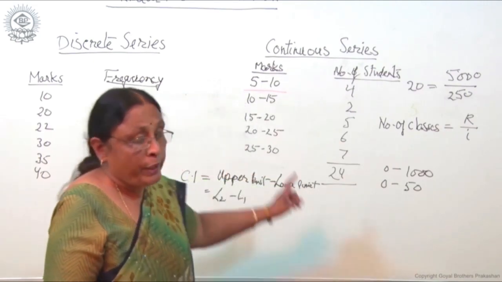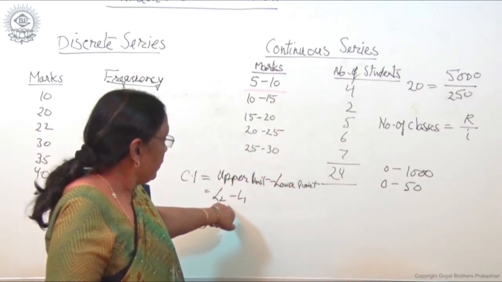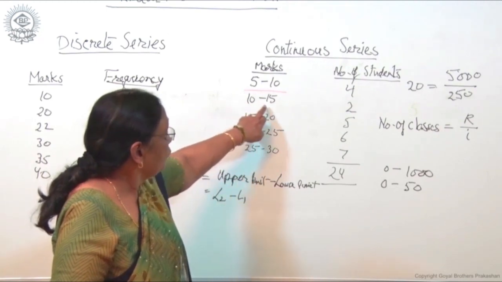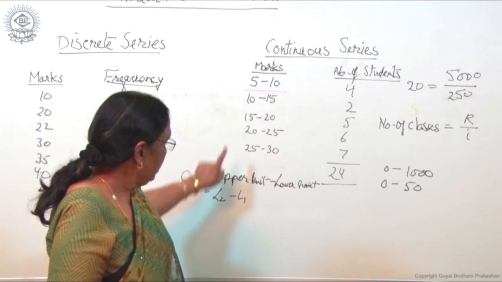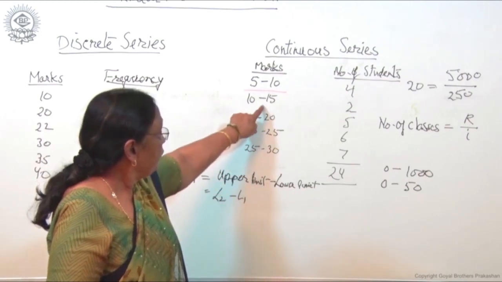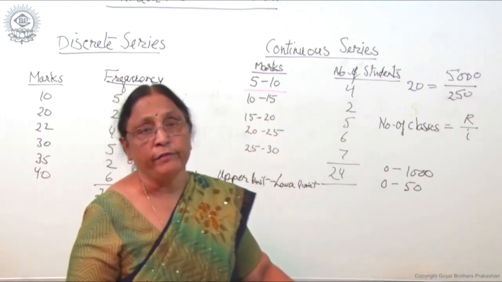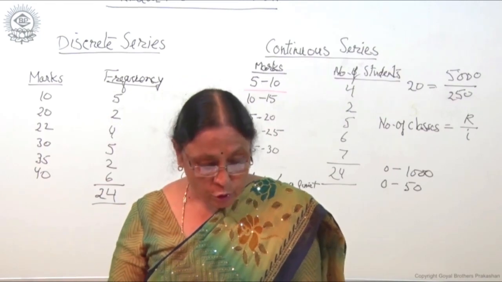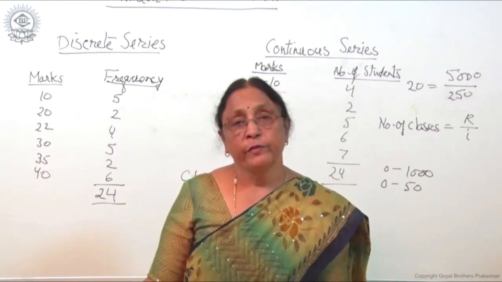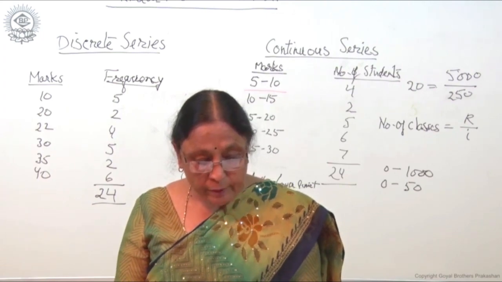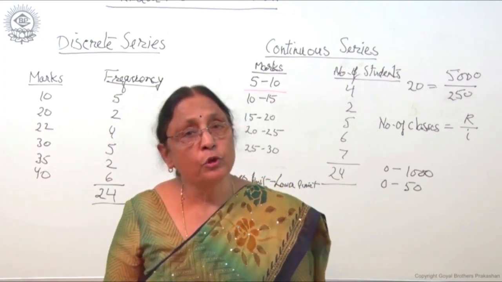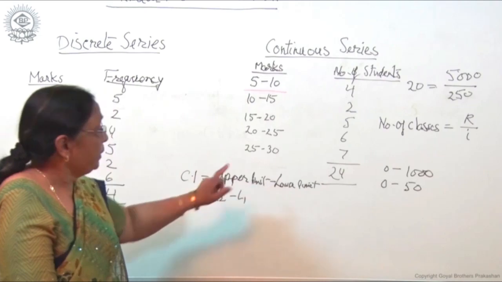So in 10 to 20 the class interval will be 10. In 10 to 15 the class interval, because upper limit is 15, lower limit is 10, that is 15 minus 10, that is 5. Okay. So class interval is the difference between the upper limit and the lower limit. This upper limit and the lower limit is also known as class limit.